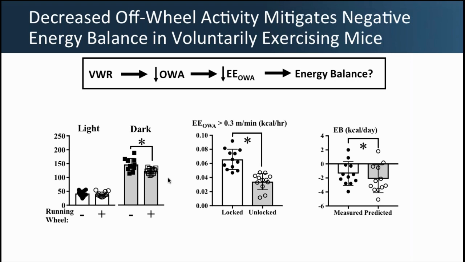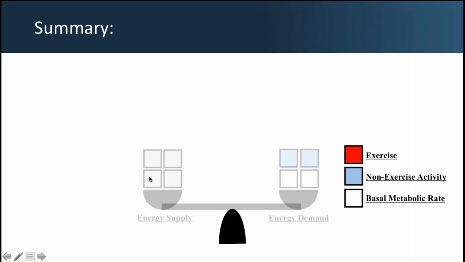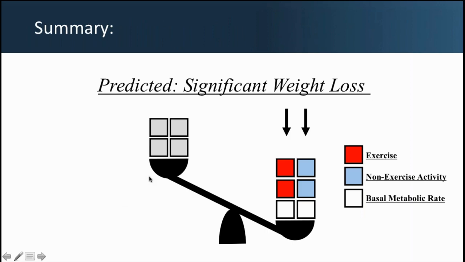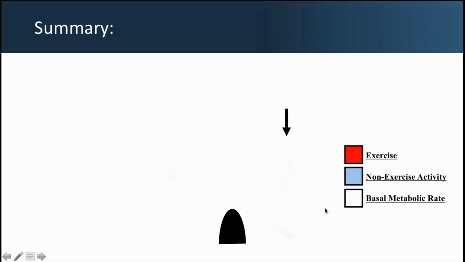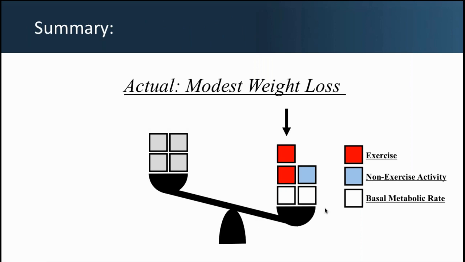So this, to phrase it a little differently, the drop in off-wheel activity appears to be a pretty potent mitigator of negative energy balance. And the idea is that this is a physiological response of the animal to conserve body mass. And so to summarize this first part of the talk, with the introduction of exercise, you would predict that a significant amount of weight loss would occur. However, there is a drop in the contribution of non-exercise activity to energy expenditure, which results in only a modest, if any, weight loss versus what would be predicted to occur.